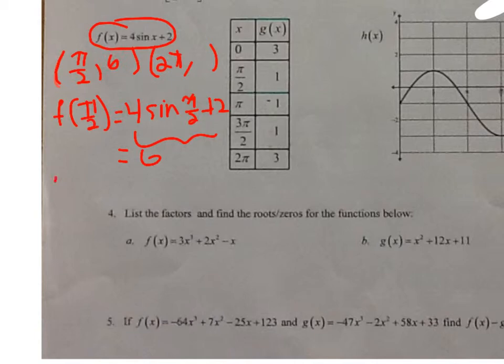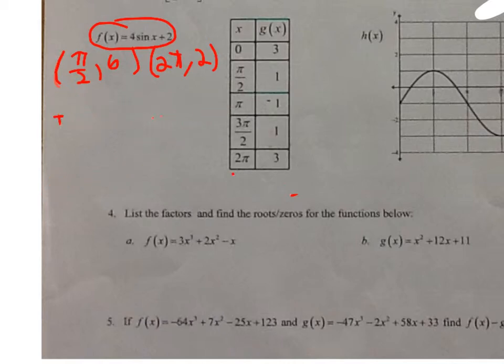Now you're going to do f of 2 pi. So we have 4 sine 2 pi plus 2. Plug that into your calculator. Make sure you're in radians, and you get that's equal to 2. So my other y value is 2. So I have 2 pi comma 2. All right, so now I can find the average rate of change. So the average rate of change, remember, is y minus y over x minus x.